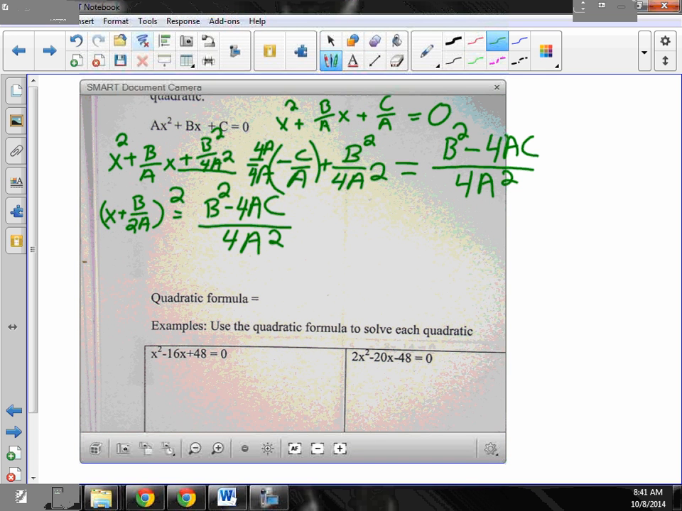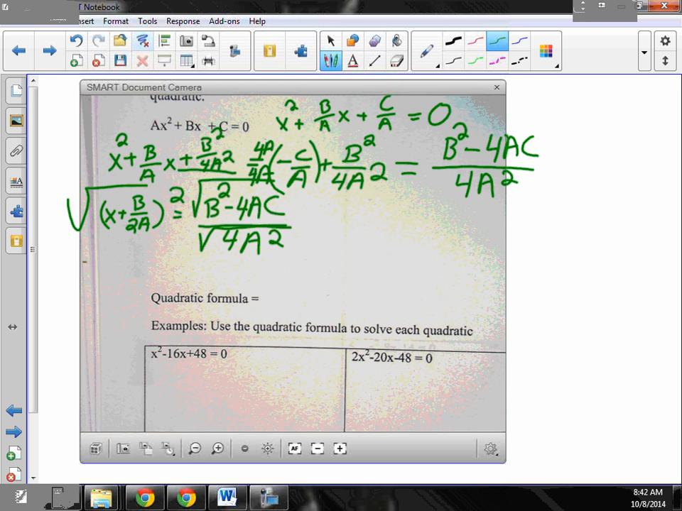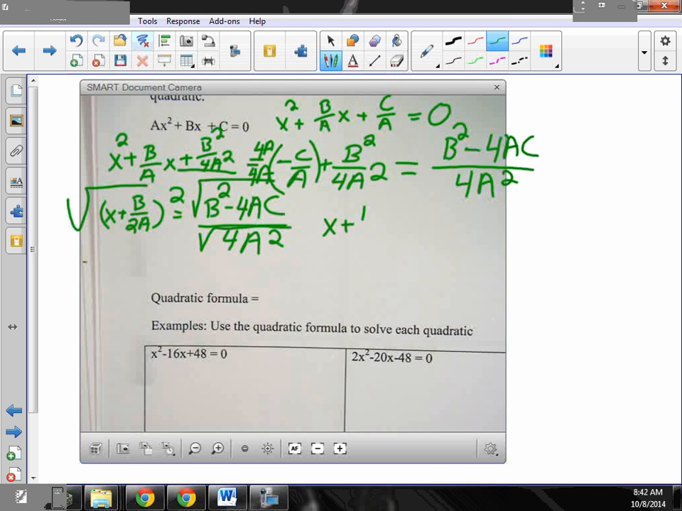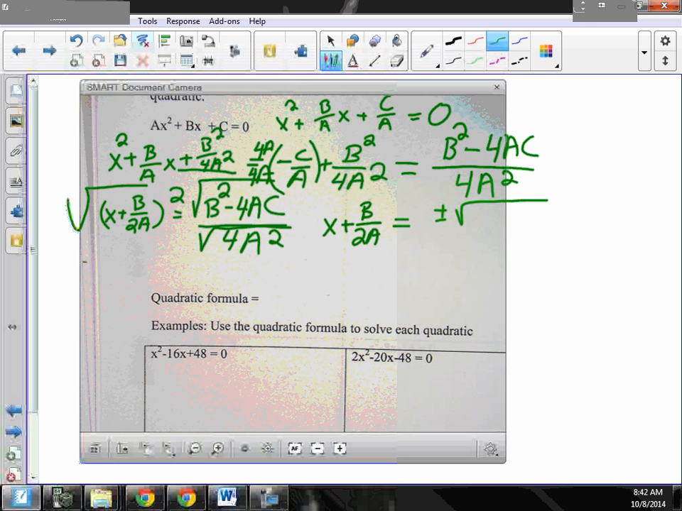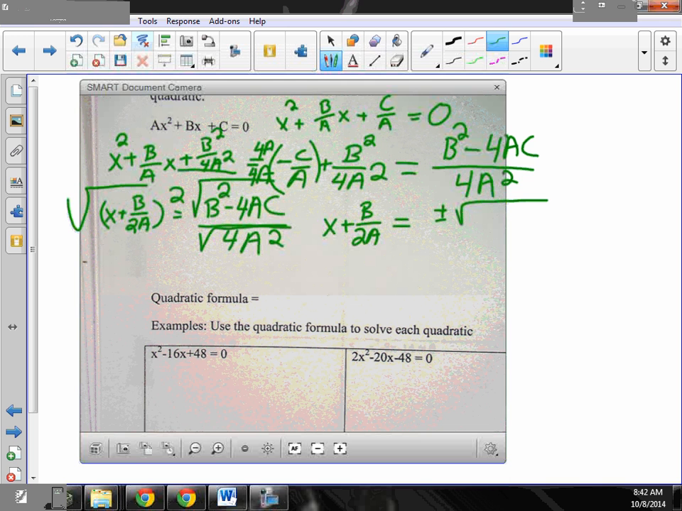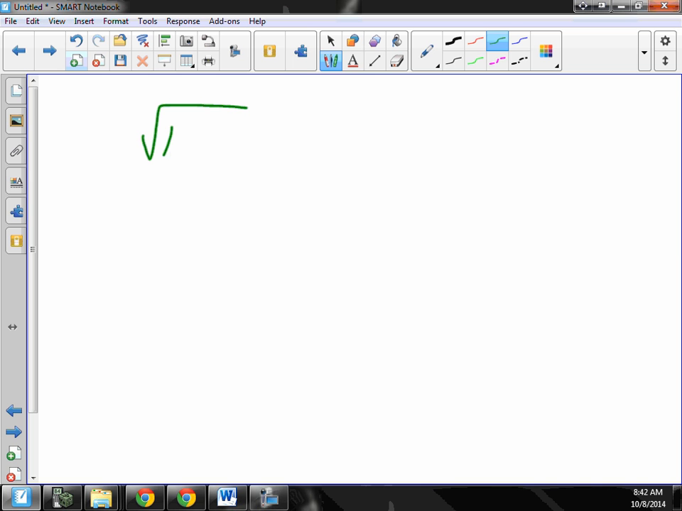Now what? Square root. So I square root the top and the bottom, and I get x plus b over 2a equals plus or minus the square root. Well, can I square root b squared minus 4ac? That might not be so obvious, but let's look at something. If I had the square root of 16 minus 4, is that the same as the square root of 16 minus the square root of 4? Can I split those up?